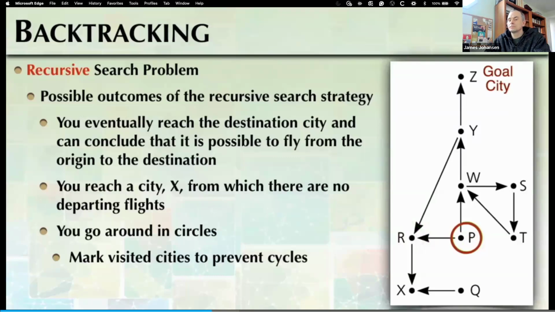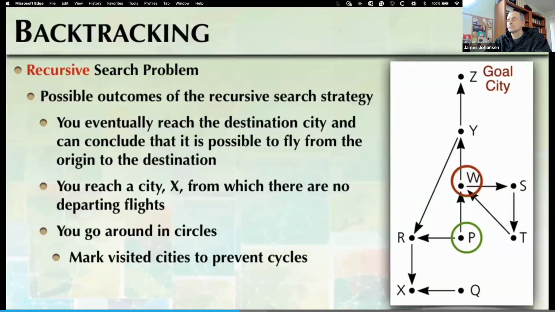Now that we're at P and we know we've tried R, let's see what happens if we go to W. So we go to W, then we try to go to S. We look and say, well, from S, we can go to T. When we get to T, we see that we've already visited W, which is the only city we can get to from T. So from T, we back up to S. From S, there are no more cities that we can try to visit. So from S, we back up to W.